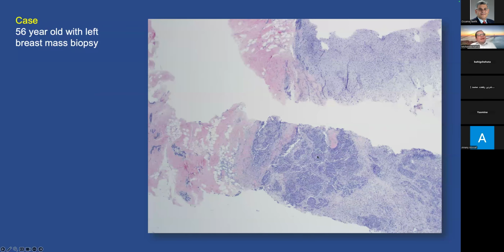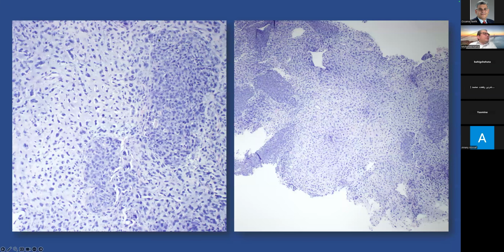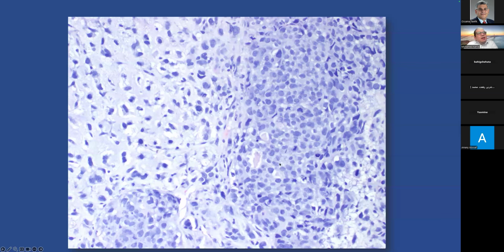So this is another case, and you can see there is a lot of solid nests here. You go in high power, you have poorly differentiated epithelial cells here on the left, but the background is more like a chondroid background. So this is also another type of metaplastic. It's called a matrix-producing metaplastic. And you can have this chondroid component beside. We are lucky here because we have a very good epithelial component on the right.